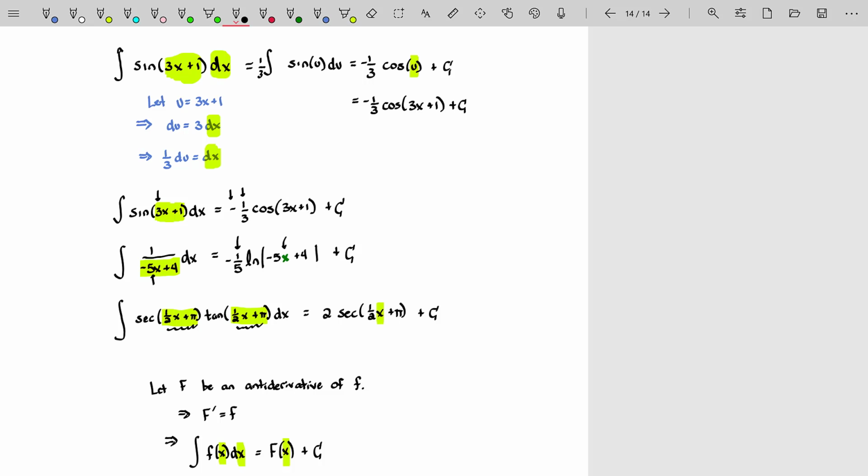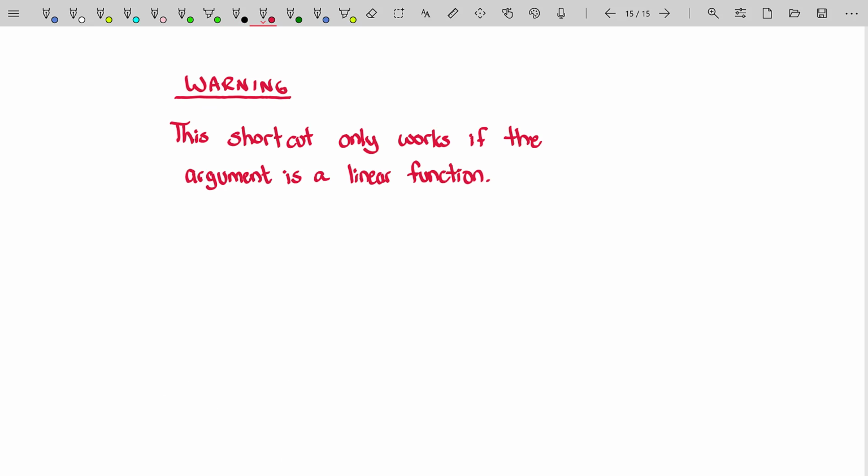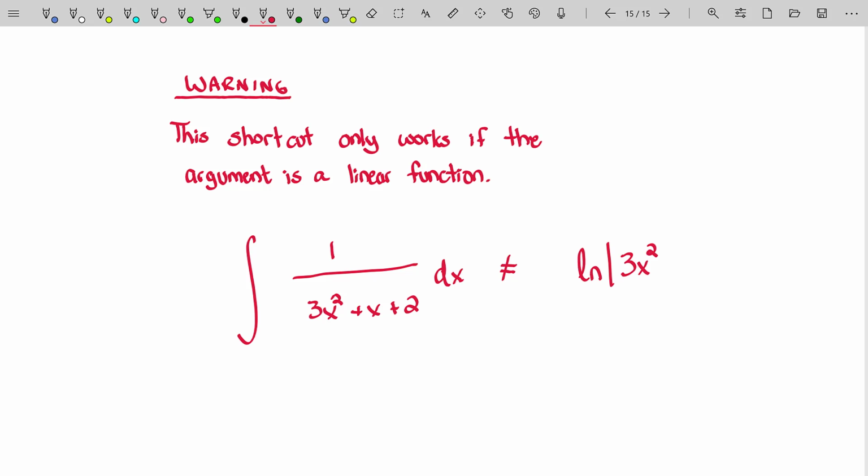Now I do want to warn you, this shortcut only works if the argument is a linear function. It will not work if it's a quadratic function or a cubic or some other type of function. So do not just immediately say, for example, that the integral of 1 over 3x squared plus x plus 2 dx is the natural log of the absolute value of 3x squared plus x plus 2 times the reciprocal of something there. That is not true. I don't even know how you could go about thinking of it that way, so my brain won't even allow me to go further with that example.